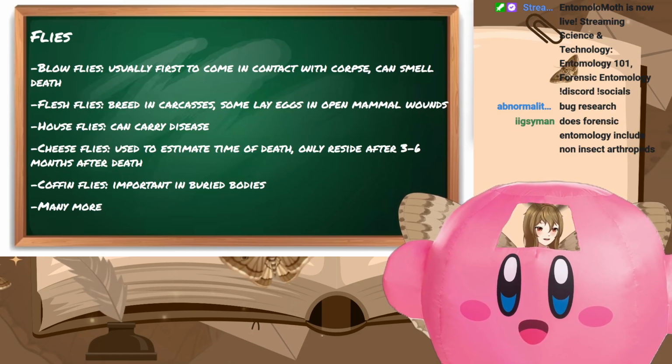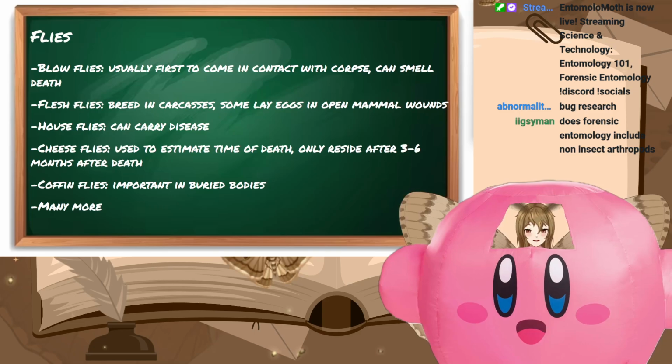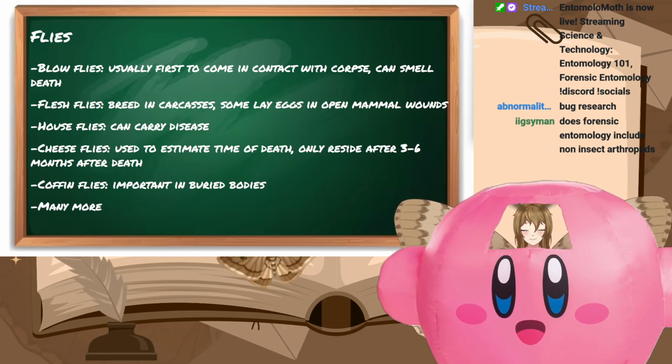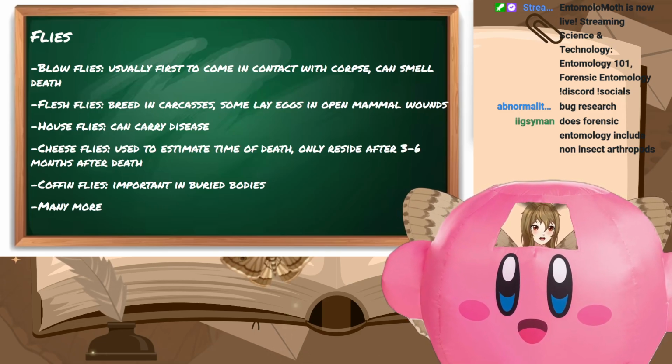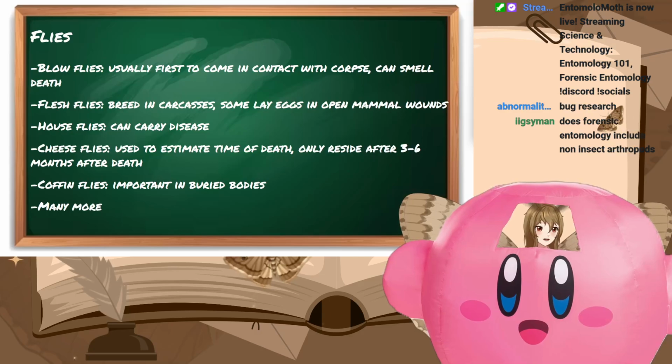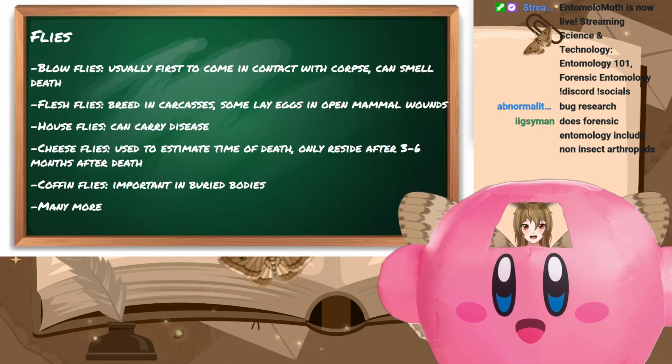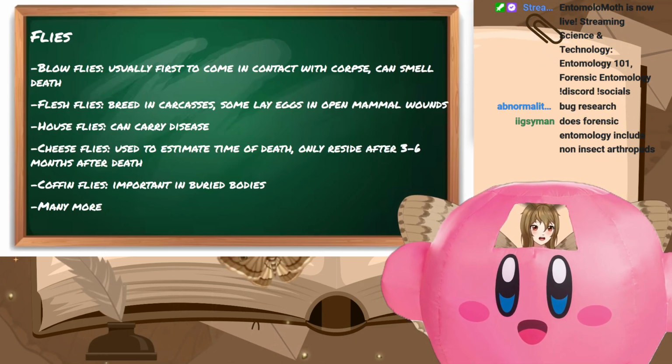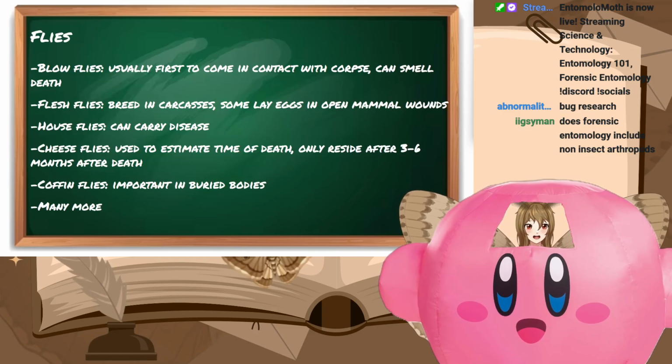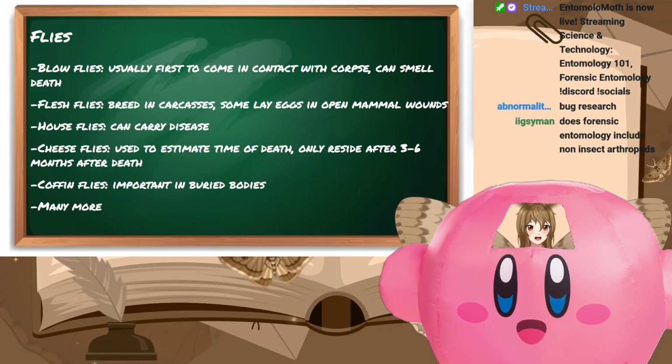Now, Ixyman has a question. Okay, does forensic entomology include non-insect arthropods? They actually do. Generally speaking, entomology can sometimes stretch to arachnids and myriapods, and so does forensic entomology. We will get to non-insects that are forensically important in a second, actually.